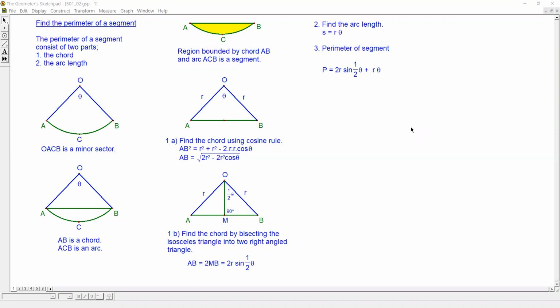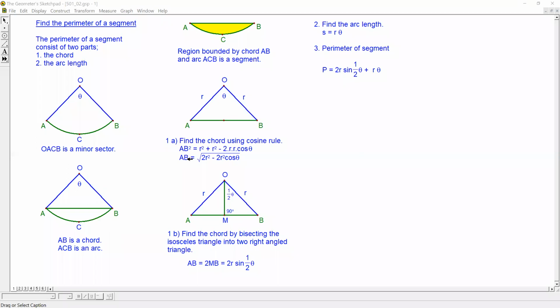Okay, right. So that's how we're going to use the cosine rule. So we apply the cosine rule to this triangle here. AB square is r square plus r square minus 2r times r cos of the angle at the center. So this is it, right?